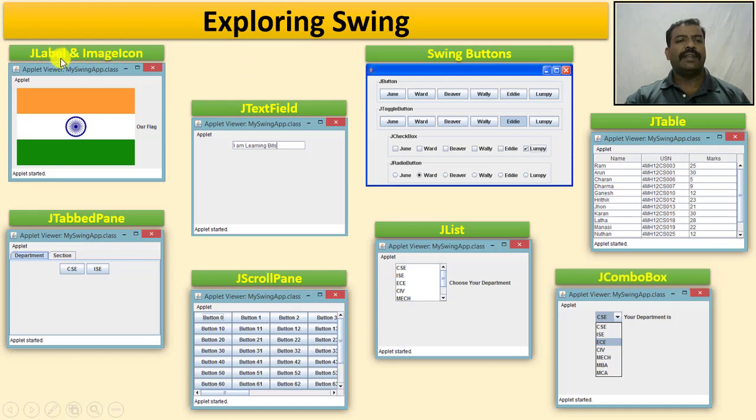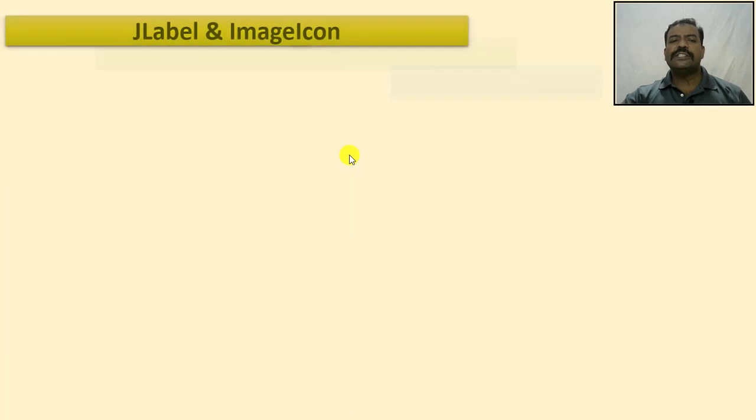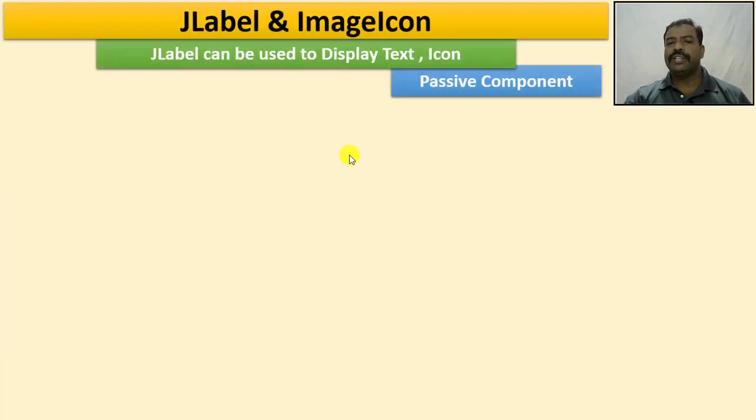Starting from the label and image icon, the text field, the swing buttons, because there are different types of buttons in the swing, we'll discuss the swing buttons too, and the tabbed pane, the scroll pane, the list, combo box, and the JTable. So we are going to discuss these important components of a swing. Now let us first look into the label and image icon.